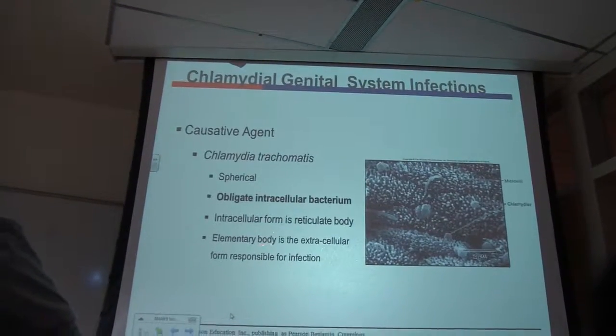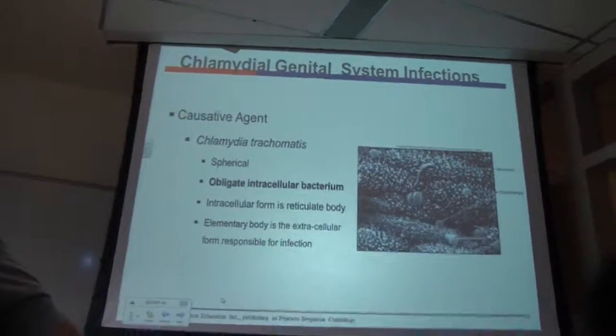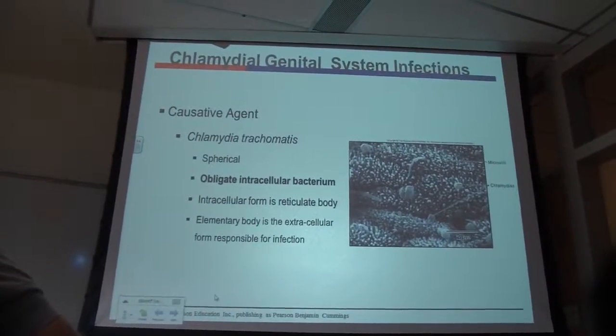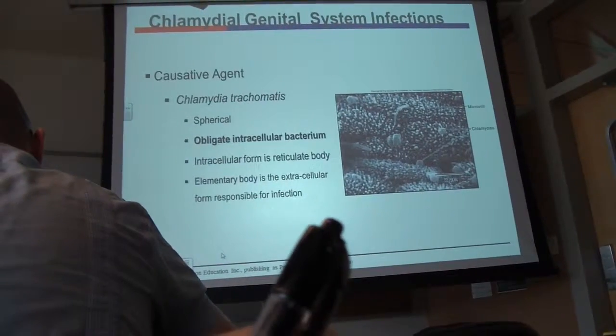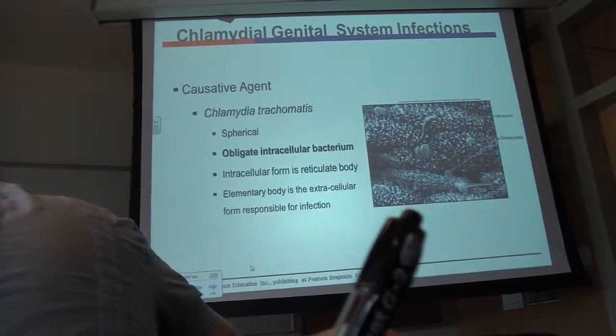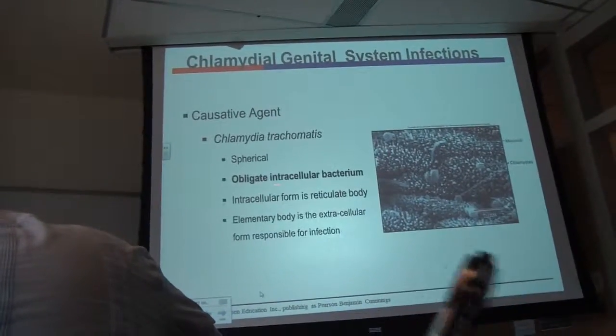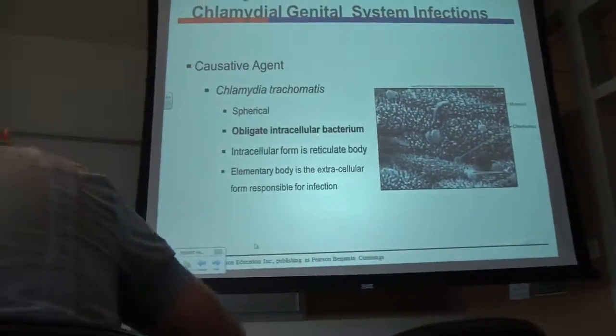Once that elementary body finds a host cell that it then infects, it moves into that cell. It's a gram-negative organism. It has a cell wall, membrane, ribosomes, chromosome. So it is a typical bacterium, but it is adapted to living inside a eukaryotic cell. So it's what we call an obligate intracellular bacterial pathogen.